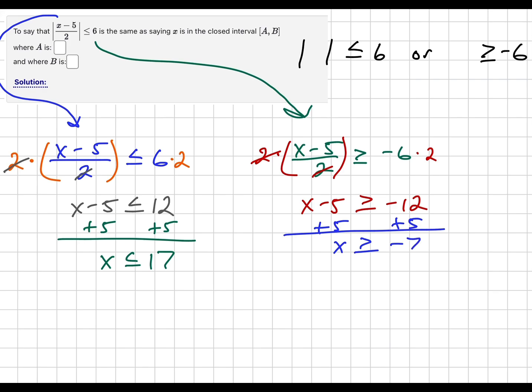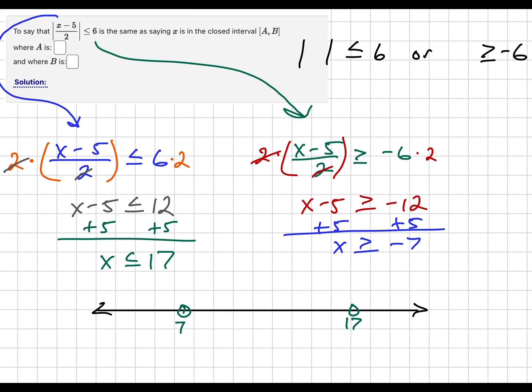So these two numbers are my critical values. These are the two numbers I'm going to work on. I'm going to create my number line. Let's get my number line up right here. I'm going to have a negative 7, which is further this way. We'll put an open circle there for now. And a 17. I'm going to put an open circle for now again.